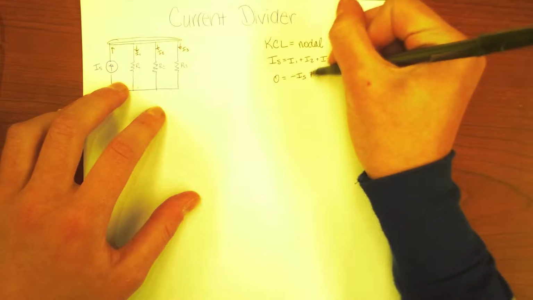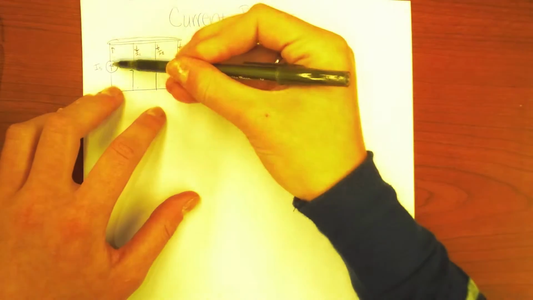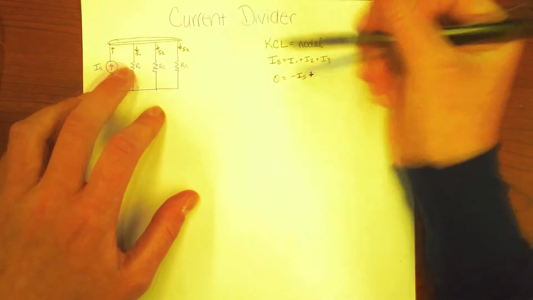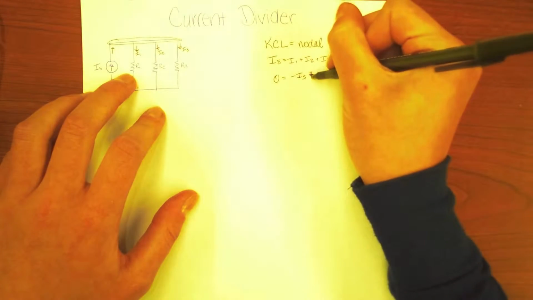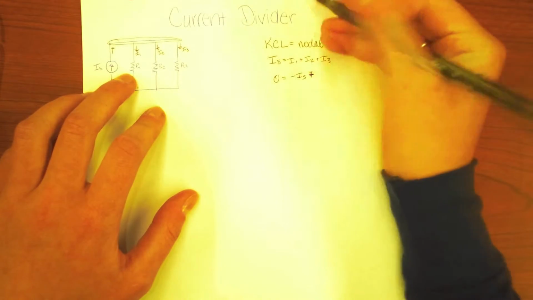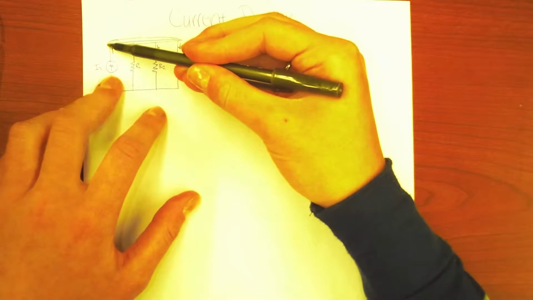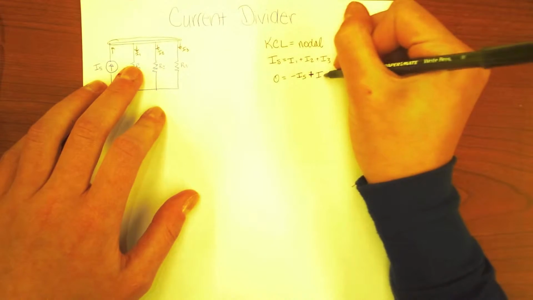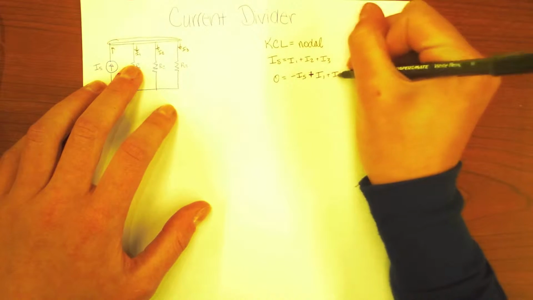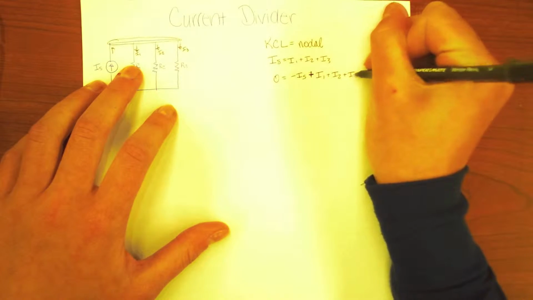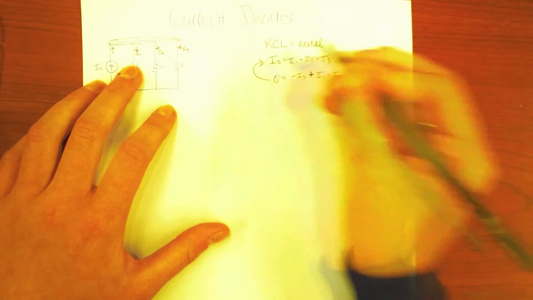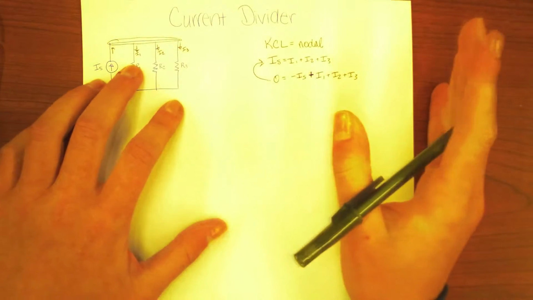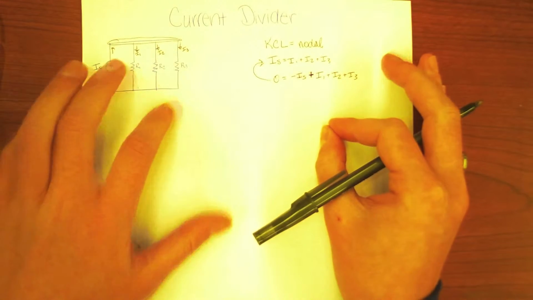Sorry, this is plus. So we have IS going in, which is the negative IS. Then we have these three coming out, which is positive. You can choose any notation; again, I just like having going in equal negative and coming out equal positive. So we have plus I1 plus I2 plus I3, and then rearranging that equals this equation. That's just a brief KCL.